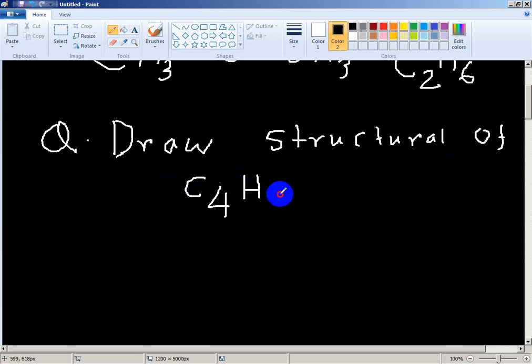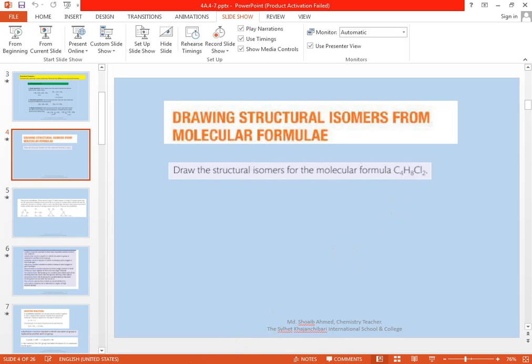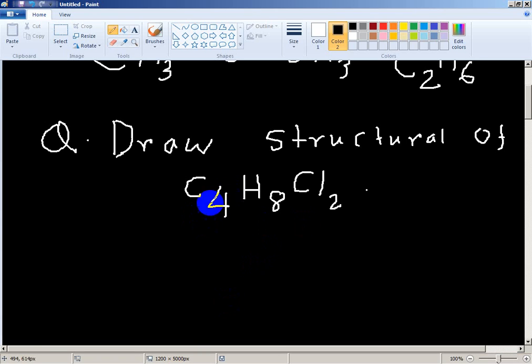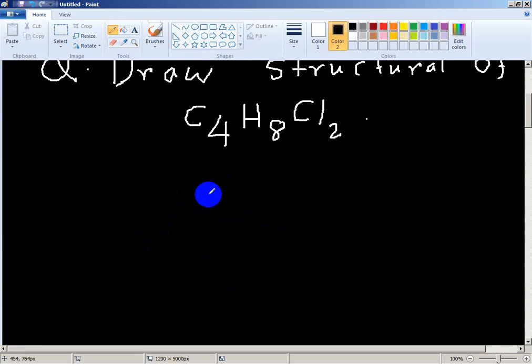Okay, now we'll draw this structural formula. This is the molecular formula given, C4H8Cl2. This is the question. So how many carbon? 4 carbon. At first, we'll draw all possibilities of 4 carbon and chlorine. Hydrogen we will add finally. At first, we'll draw the carbon chain, 4 carbon, and the chlorine.